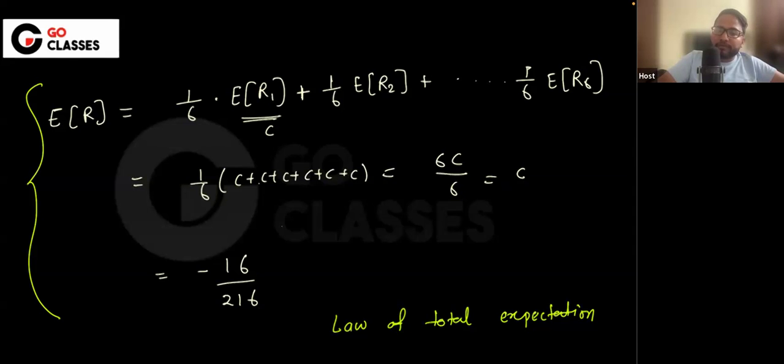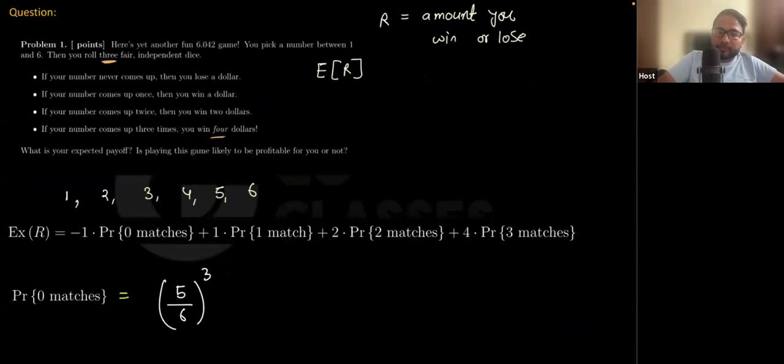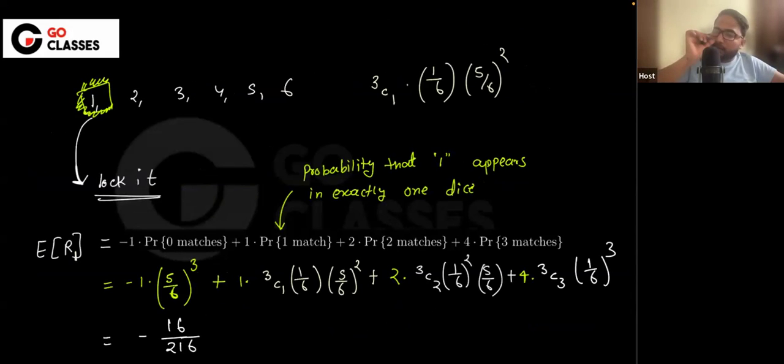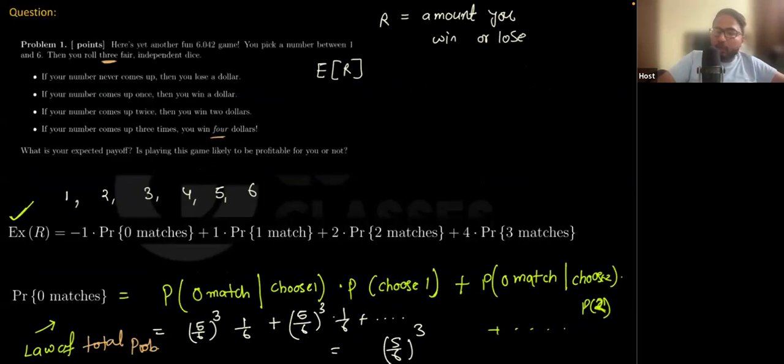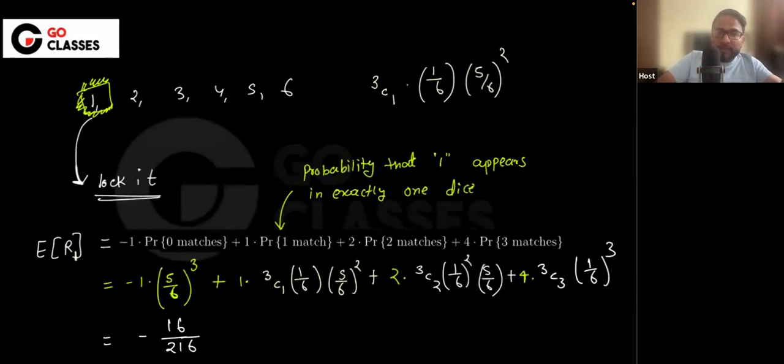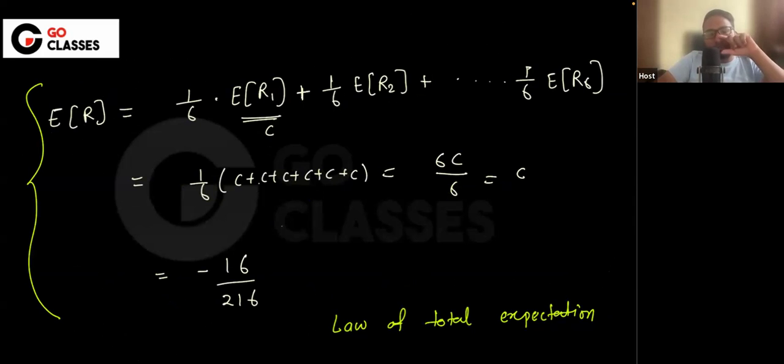What I'm trying to say is that currently, in this particular method, I'm not locking it. I'm just saying, let's find out this quantity directly. And in another method, I'm finding out, for example, E[R1], E[R2], E[R3], like this, and then ultimately I'm using law of total expectation.